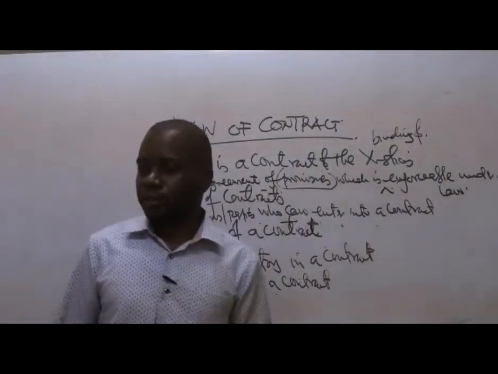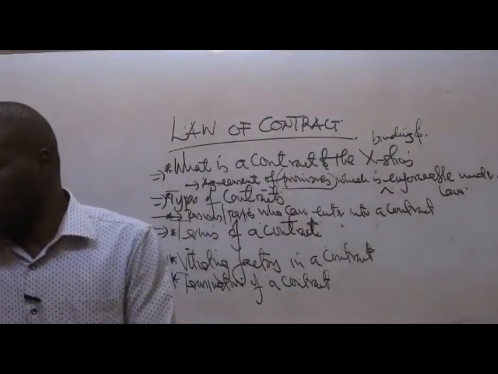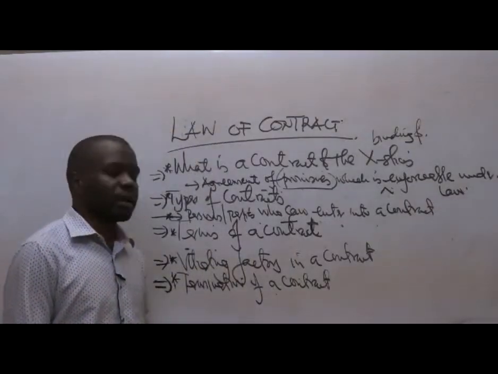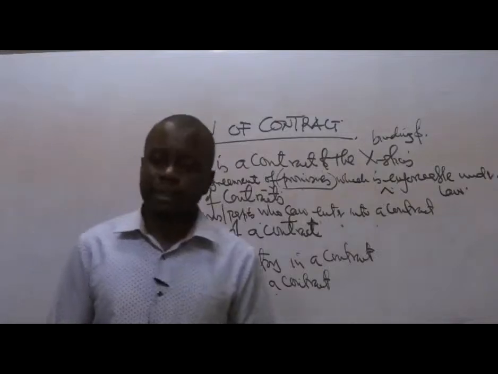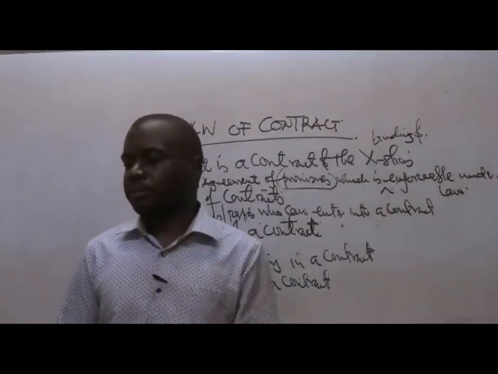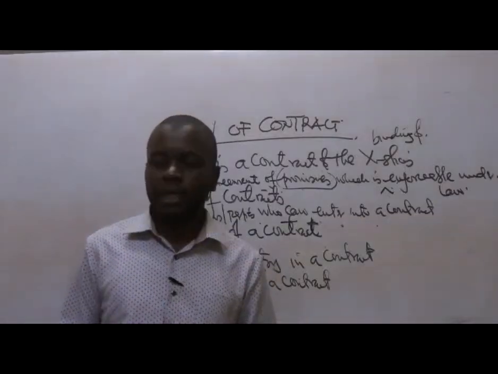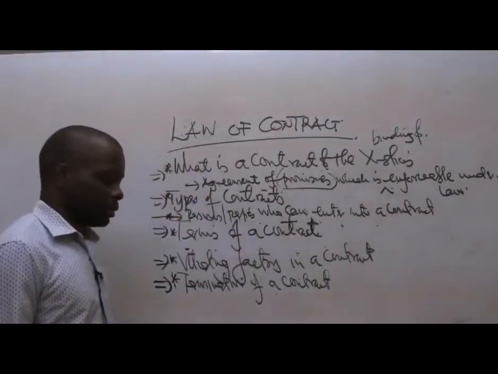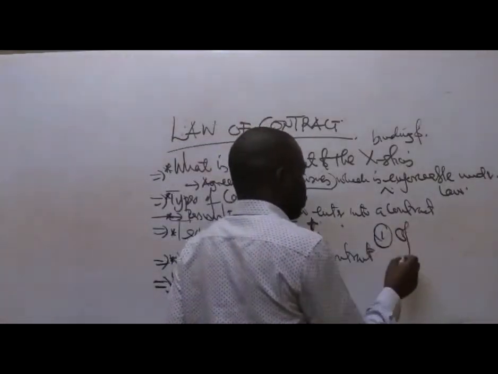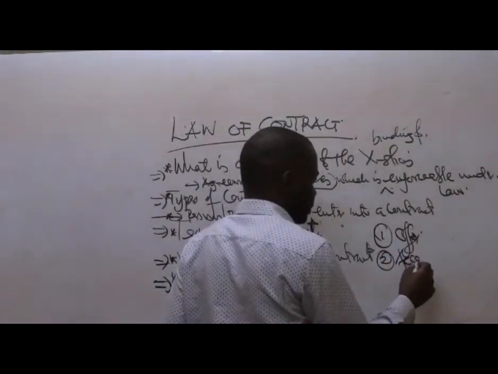So what are the key essential elements of a contract? When you talk about the key essential elements, we're talking about the key characteristics that must be present for a particular agreement to be seen or concluded as being a contract. So number one, the essential element is that there must be an offer. Number two, there must be an acceptance.